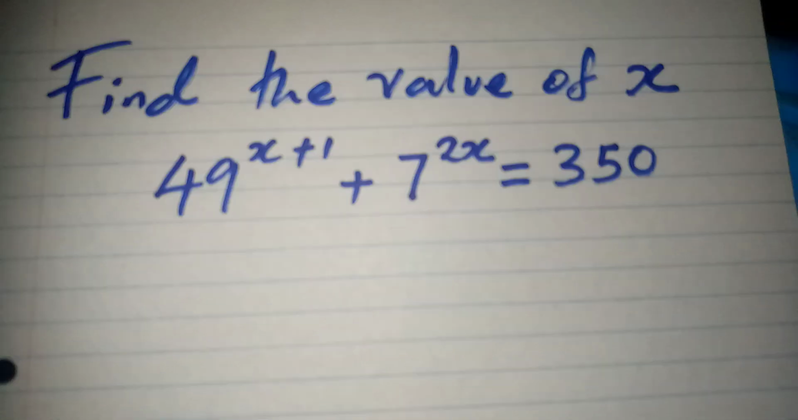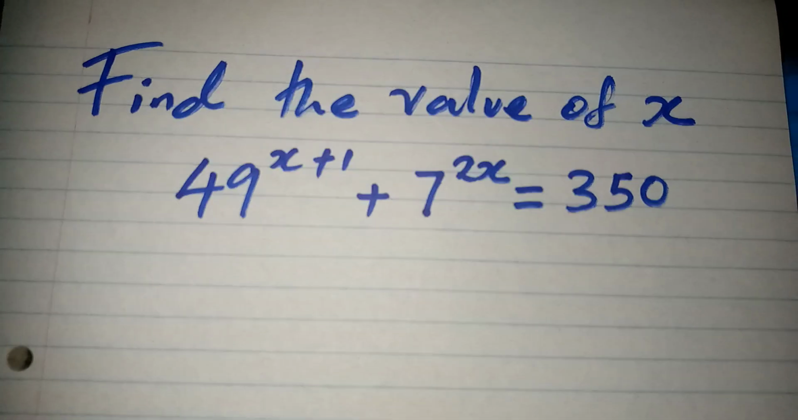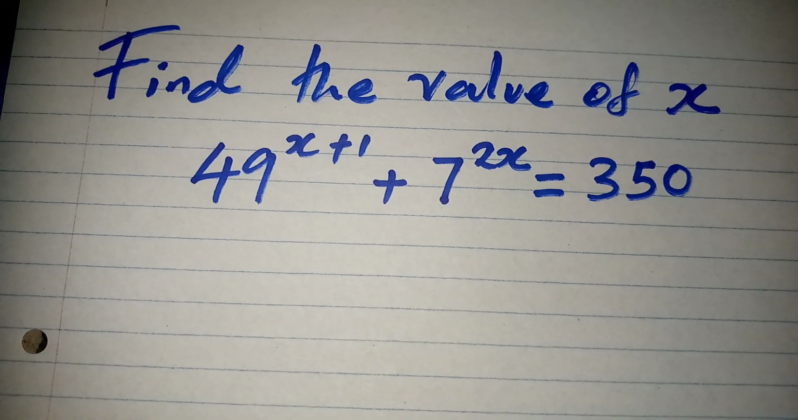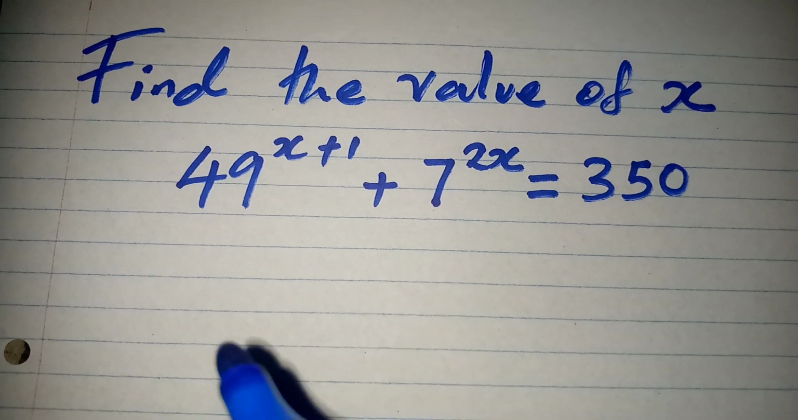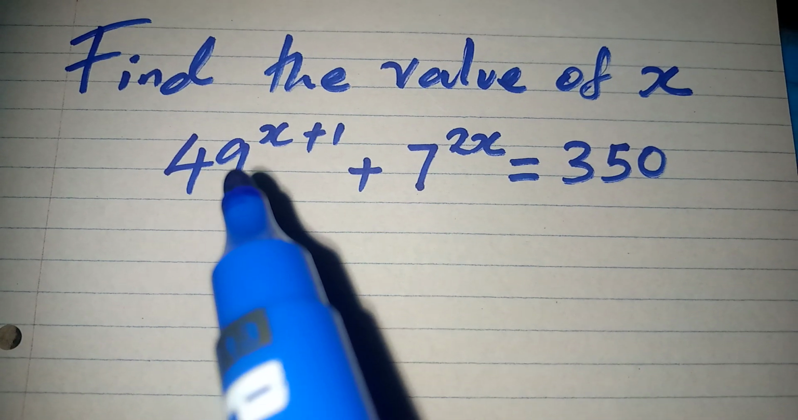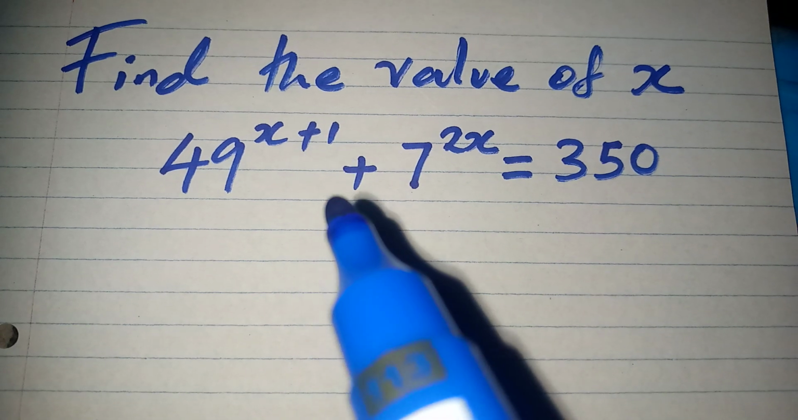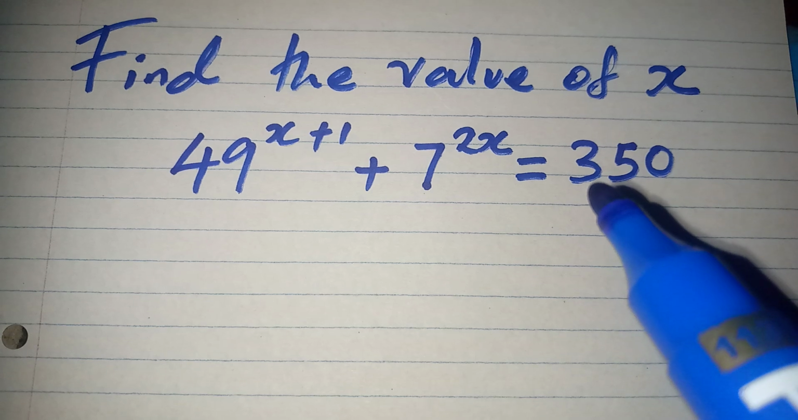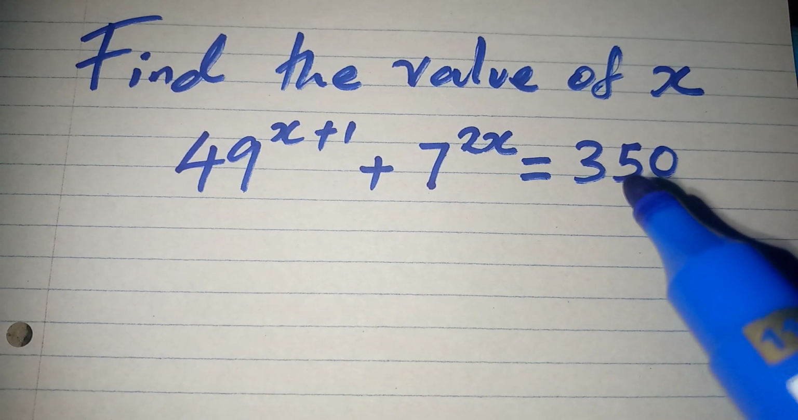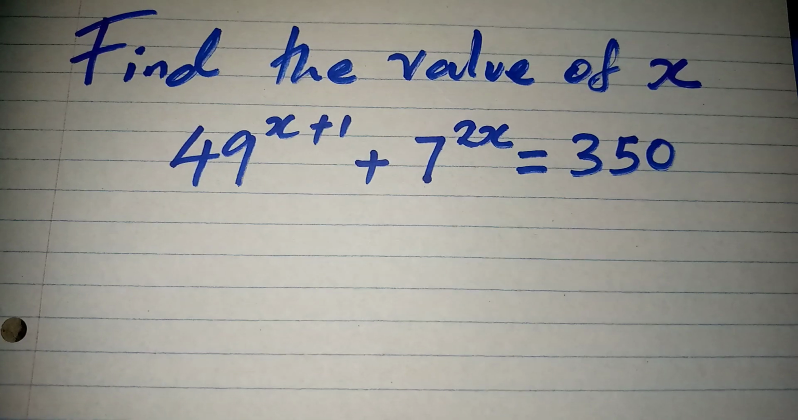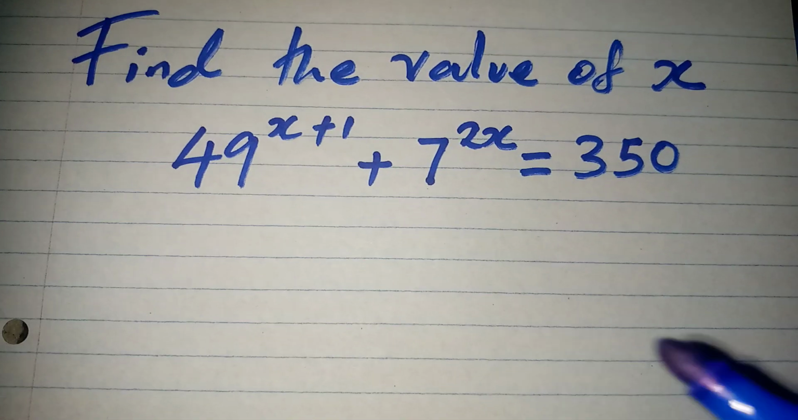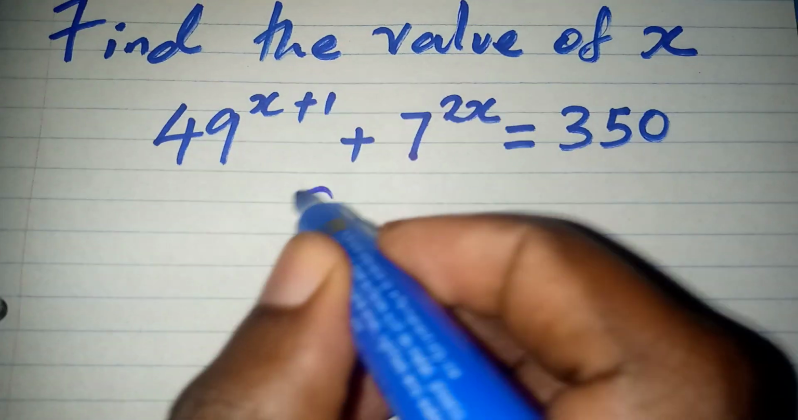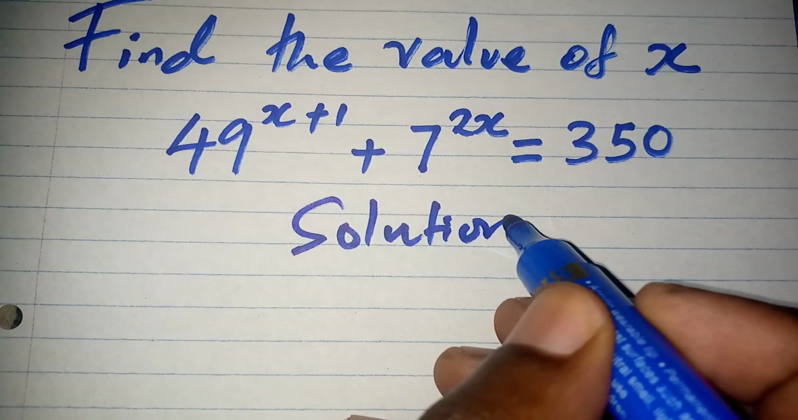So I have a very simple question here. We are being told to find the value of x, given that 49 raised to x plus 1, plus 7 raised to power 2x, is equal to 350. So this is an indices question, and let us see how we are going to solve it.